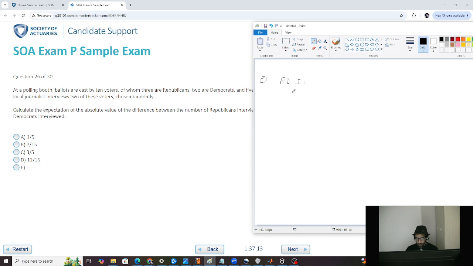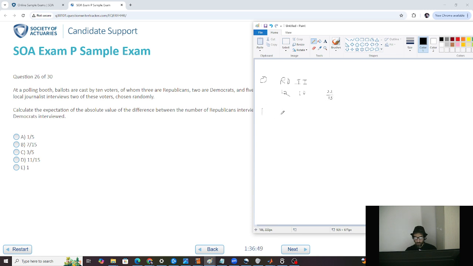Okay, out of 45 possibilities, to go for a Republican first and then a Democrat would be 6. Democrat first and then a Republican would be another 6, so that's a 12. Choosing 2 independents, 2 out of those 5, 5 choose 2 is a 10. So that's 22 out of 45.